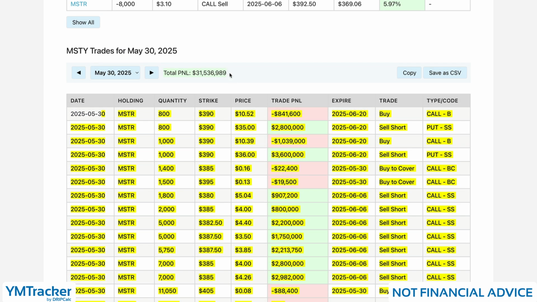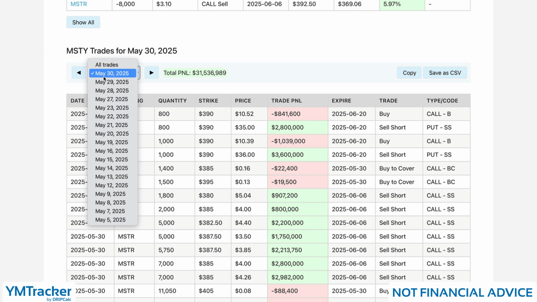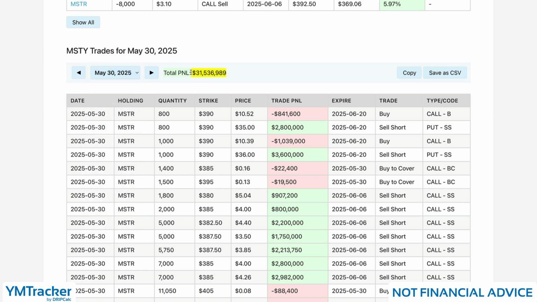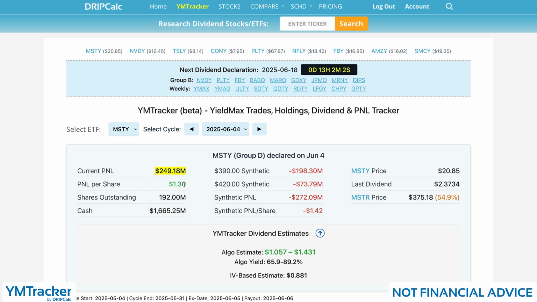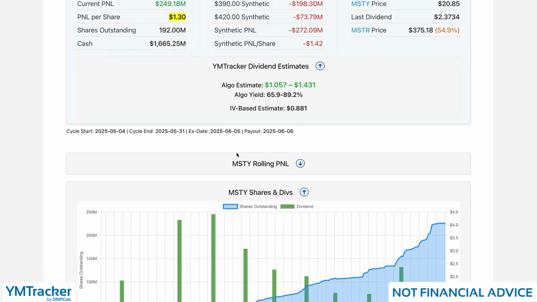And the trades they make, that actually is the money that goes to the dividend payment. So here on the last day of that cycle, they made $31.5 million. So that gets added to the PNL, and that gets added to PNL per share and gets distributed to the shareholders. All right, guys. So that kind of covers the whole YieldMax tracker thing.